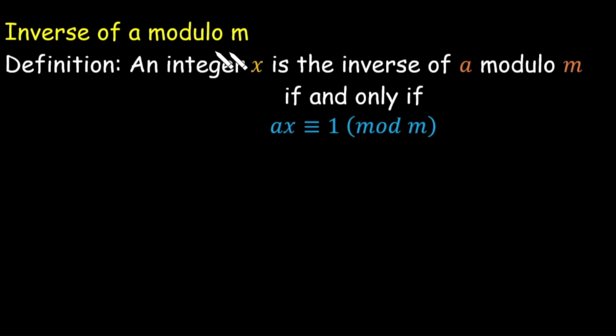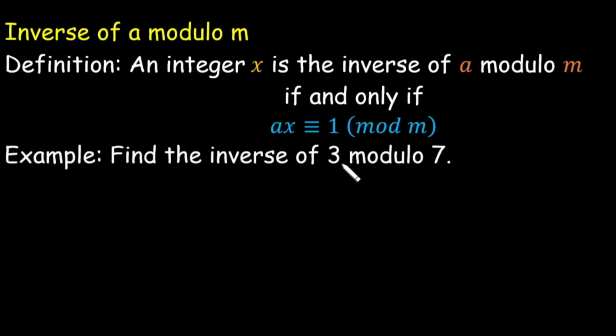If we have any integer x, that x is called the inverse of a modulo m if and only if ax is congruent to 1 mod m. It means if we multiply x with the integer a, and when divided by m the remainder is 1, then we say that x is the inverse of a. Let's quickly understand this concept with the help of an example.